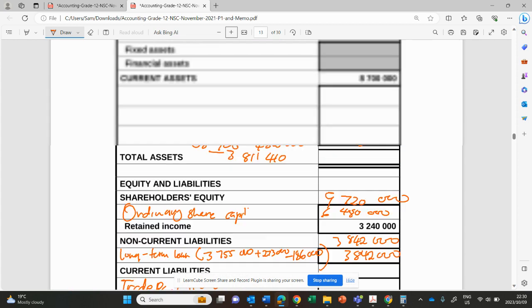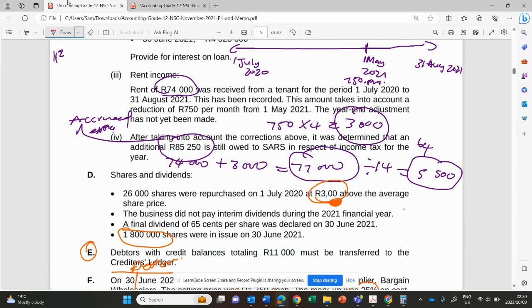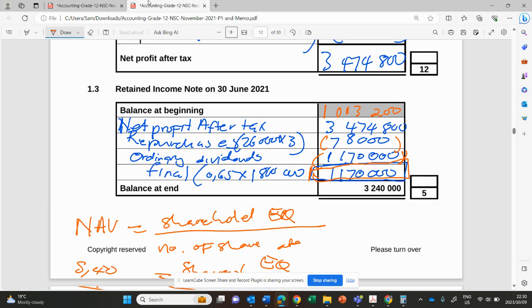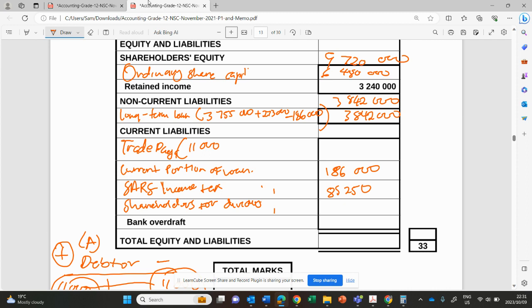We did calculate this. Under the retained income, we got 1,170,000. So it's 1,170,000. Now, what's happening now? Obviously the bank overdraft is the balancing figure.